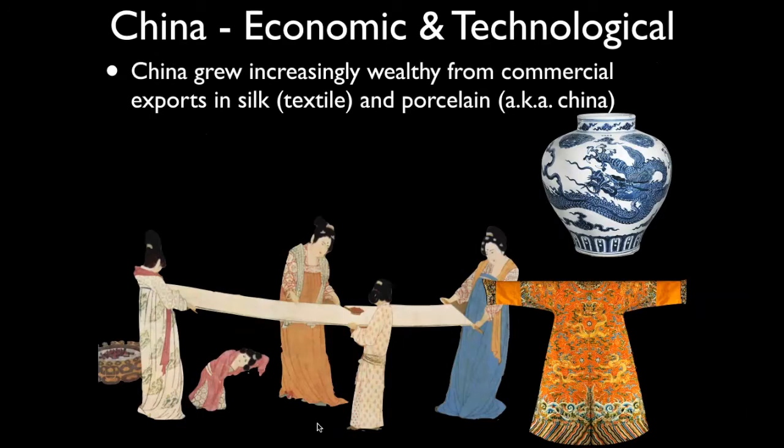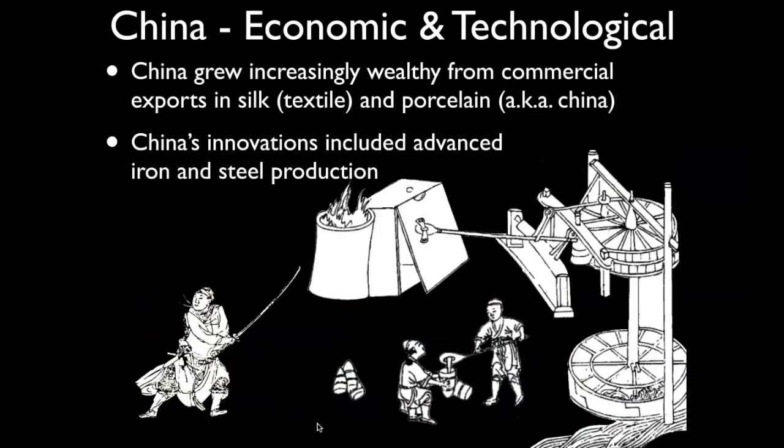China grew increasingly wealthy from commercial exports, both the silk production, this textile production, but also they were producing porcelain, very fine pottery, which we sometimes even refer to as China. And the Chinese were the most advanced porcelain producers in the world. China also made a number of innovations in the area of iron and steel production. For a really long period of time, China was the leader in iron and steel production, which gave them a good that they could use strategically in trade.